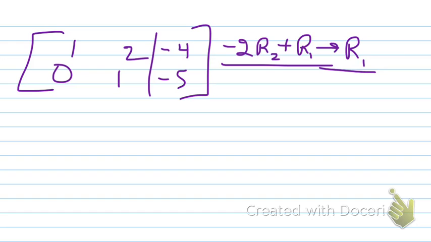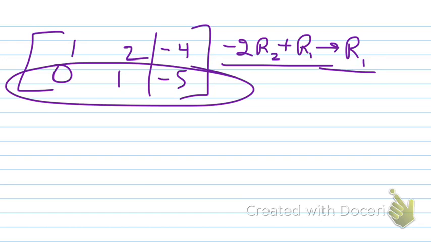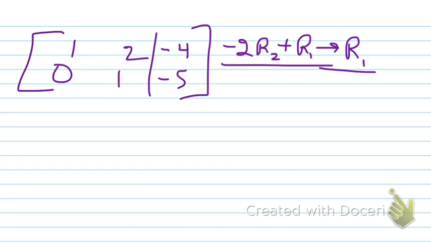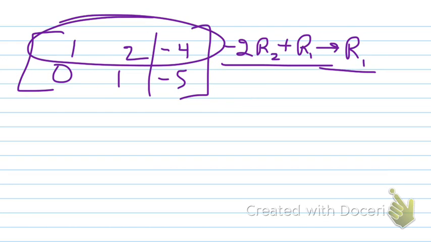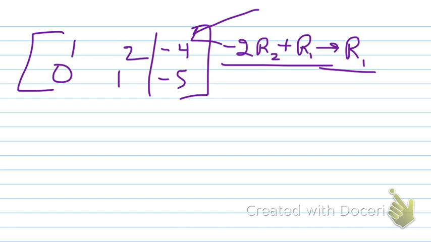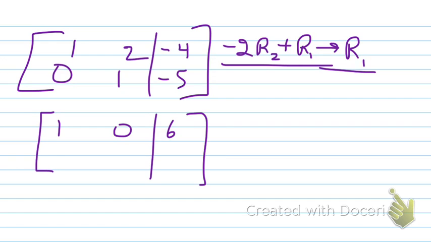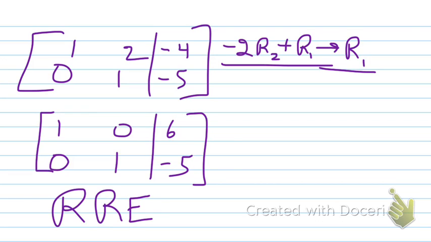So the second row is going to be the same. This does involve scratch work. We will multiply this row by negative 2. We will add it to this row, and that will replace this row. So when we do that work, we end up with 1, 0, 6, and the bottom row is still 0, 1, negative 5. At long last, this is REF.